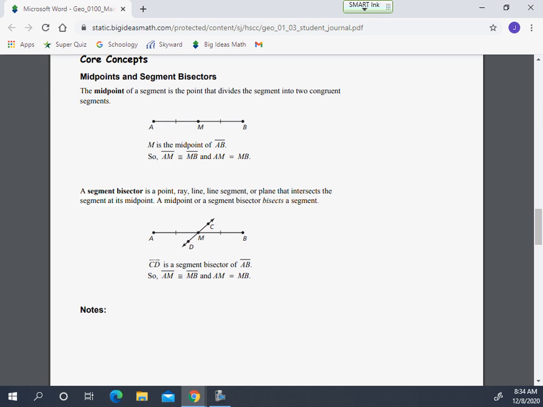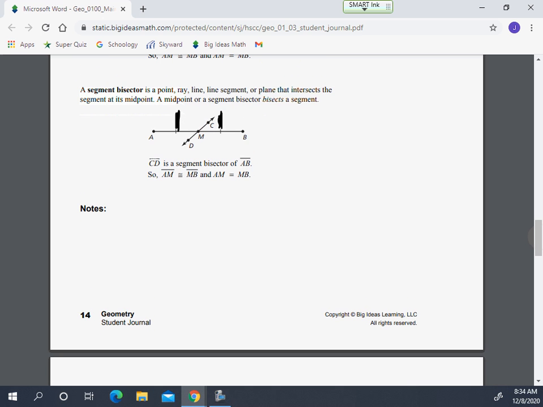The midpoint of a line segment is the point that divides the segment into 2 congruent segments, right? So this midpoint M here is the midpoint of AB. Okay, so AM is congruent to MB. We know that, right? It's a midpoint. That makes sense. So this line segment here is congruent to this line segment here. A segment bisector is a point, ray, line. Yeah, we just got that.